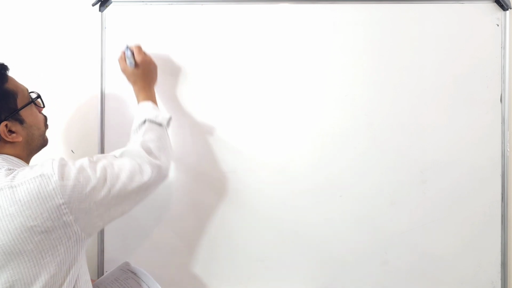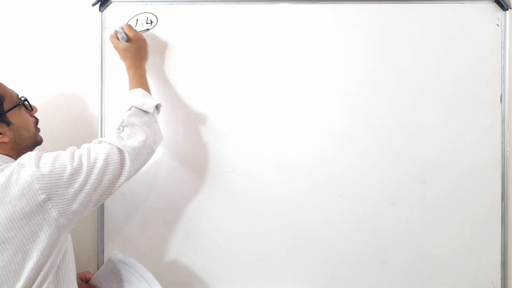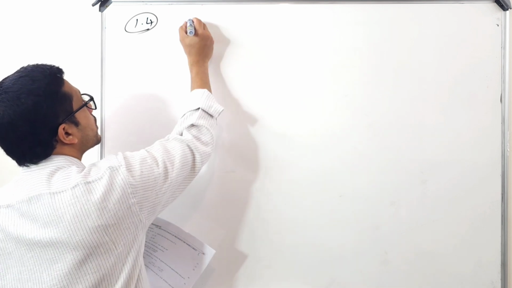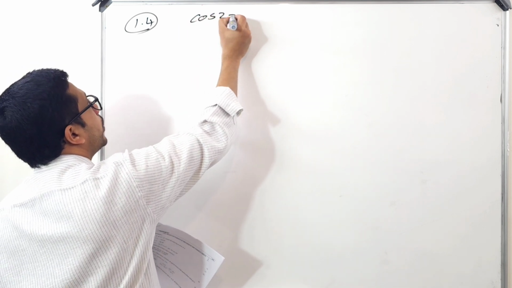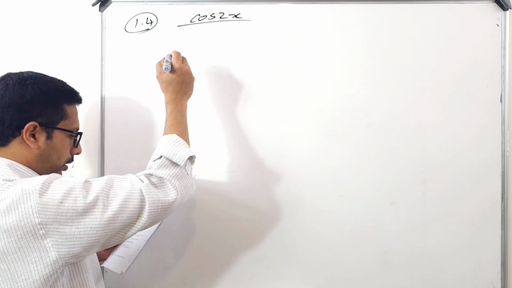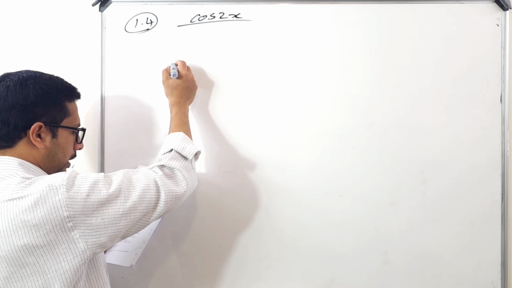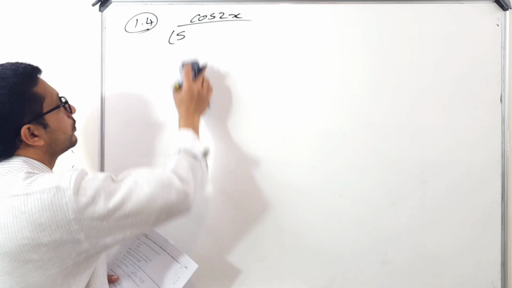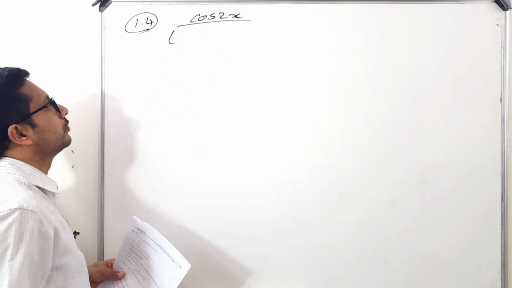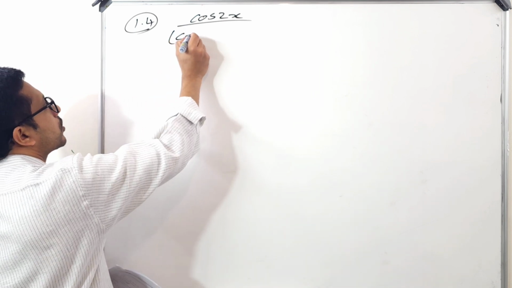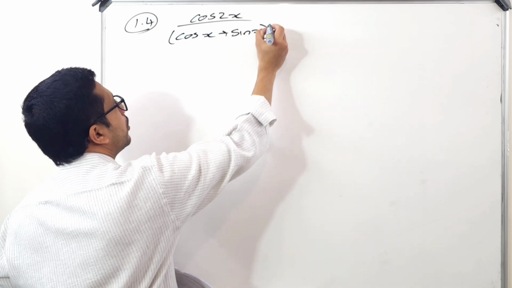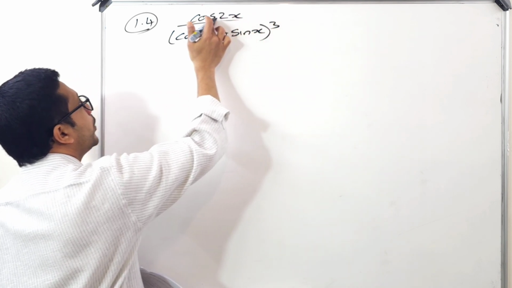Question number 1.4. What is that question? That's a simple question. Prove the identity cos 2x over cos x plus sin x the whole cube. It is cube, don't forget.